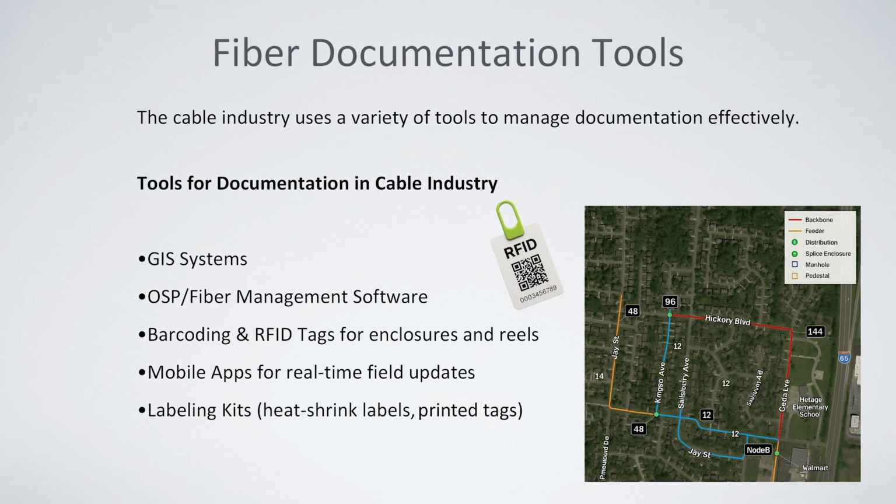The cable industry uses a variety of tools to manage documentation effectively. Geographic Information System, or GIS, provides spatial mapping. Fiber management platforms track splices, fibers, and routes in detail. Barcoding and RFID tags are increasingly used to label enclosures and reels for easier tracking.